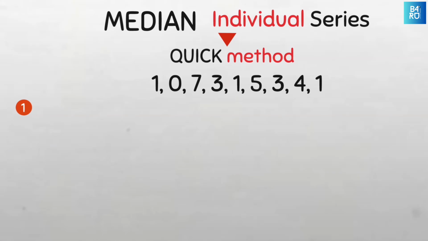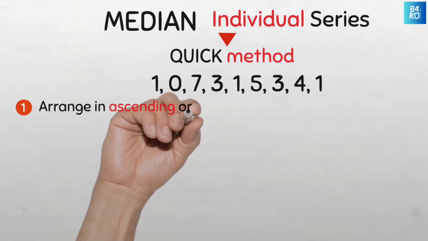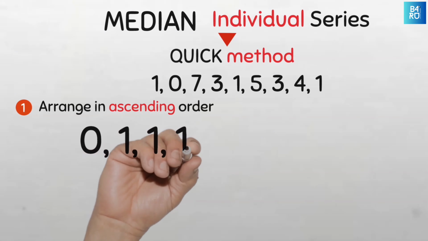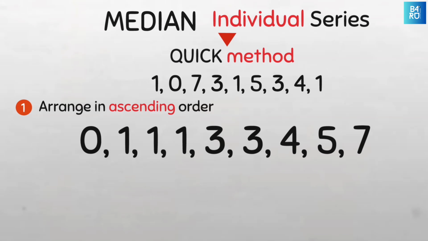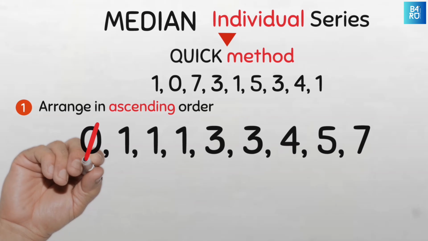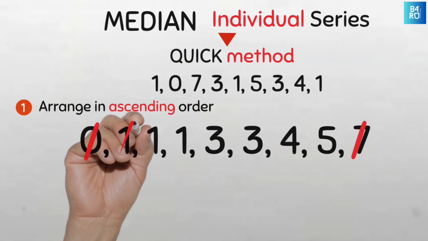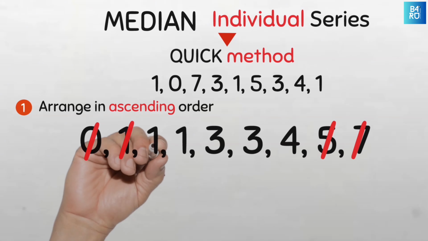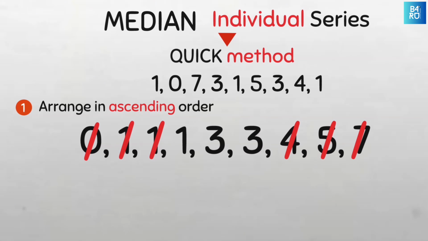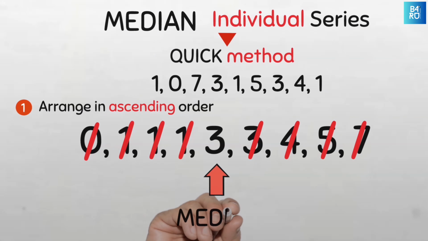So as usual, we'll first arrange in ascending order, and since the median is the middle number, half of the data values will lie below and the other half will lie above the median, right? So we can cancel out from each end to find out which data value is left in the middle after cancelling equal numbers from both sides. So let's cancel the first and the last, and then the second and the second to the last, and then this, and then finally this and this. And here you can see that our middle number is 3, and that's our median.